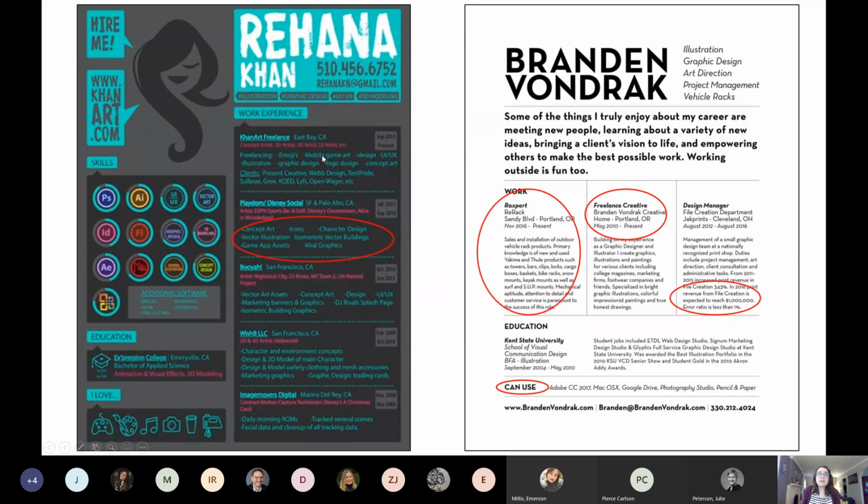So this one on the left, I bet this says a lot about who she is as an artist. And that's okay. If it works for her, it works for her. But there are, I think, some things where she could maybe talk a little bit more about what she's actually doing.